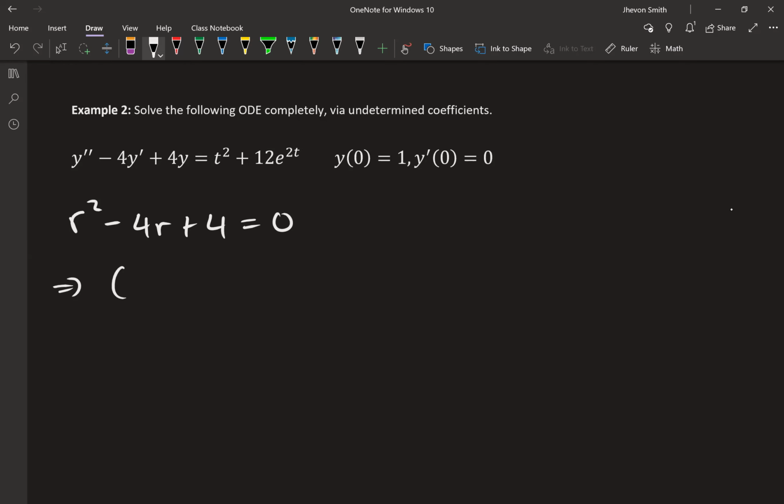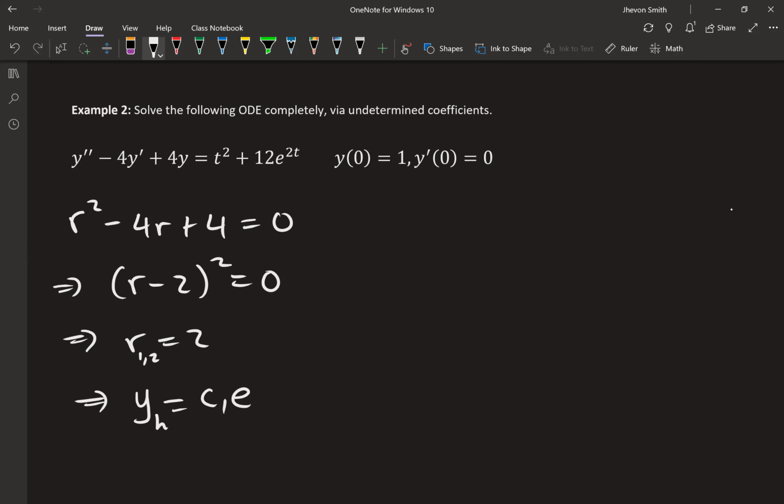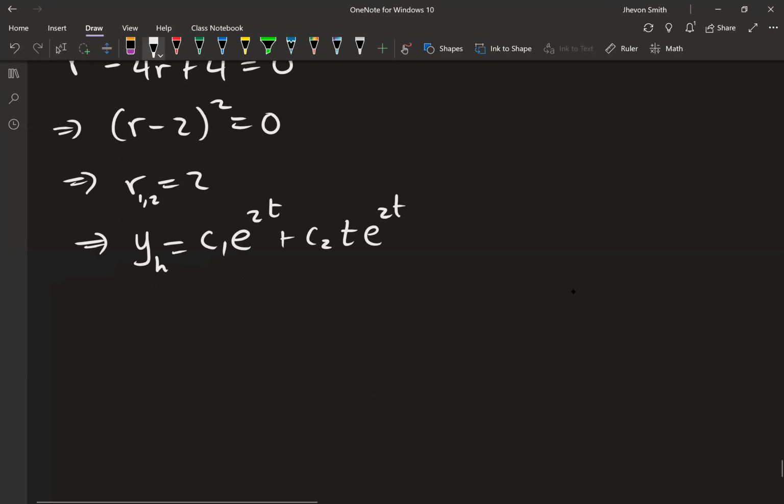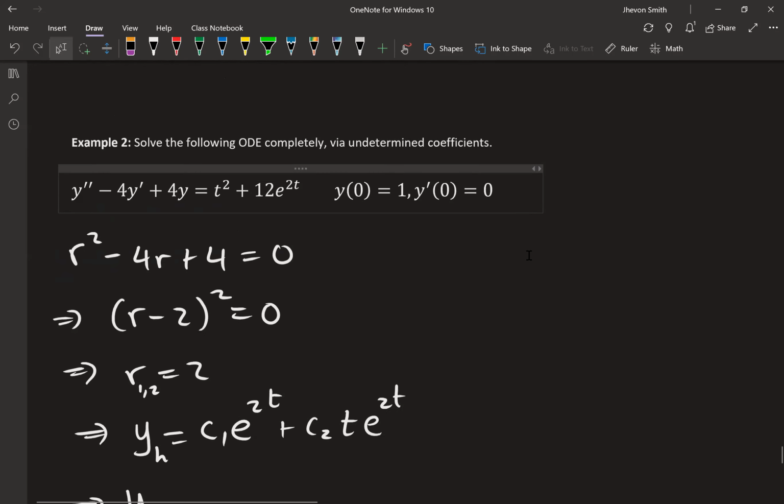Does that actually factor? I believe so. So we know that R equals 2, but it's a repeated root. So this would ultimately mean that my YH is equal to C1 e to the 2t plus C2 t e to the 2t. All right, that being said, what is my YP here? So where you guys come in, what is YP?